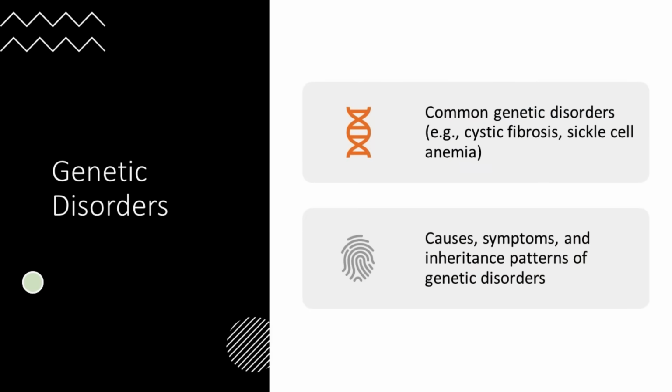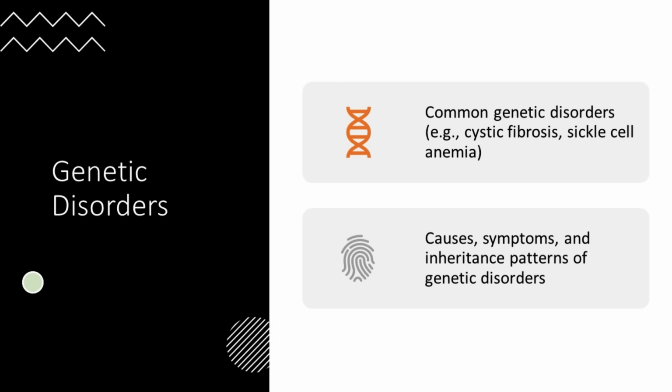Slide 8. Genetic disorders. Common genetic disorders. Genetic disorders are conditions caused by abnormalities in an individual's DNA. These disorders can be inherited from one or both parents and may affect physical or mental health. Common genetic disorders include cystic fibrosis, sickle cell anemia, Huntington's disease, and Down syndrome. Each disorder has unique genetic causes, symptoms, and inheritance patterns, making them crucial areas of study in medical genetics.